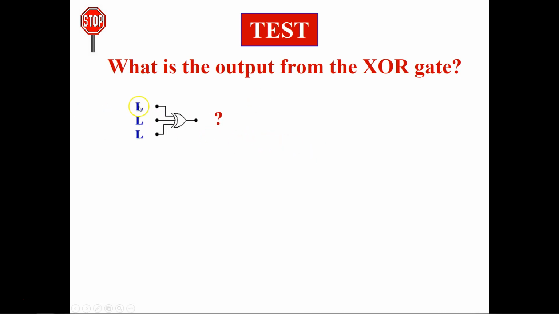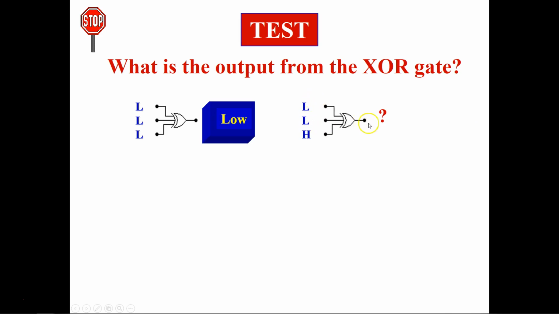Now let's do a quick test for XOR gate. So first we have all low, which means all 0. So in this case the output is going to be low for XOR gate, because we need at least one of the inputs to be high. So we have low here. Second case, one of the inputs is high and the other two inputs are low. So our output is going to be high in this case.